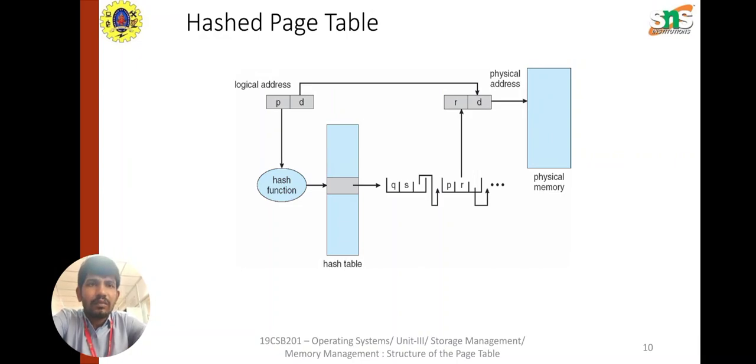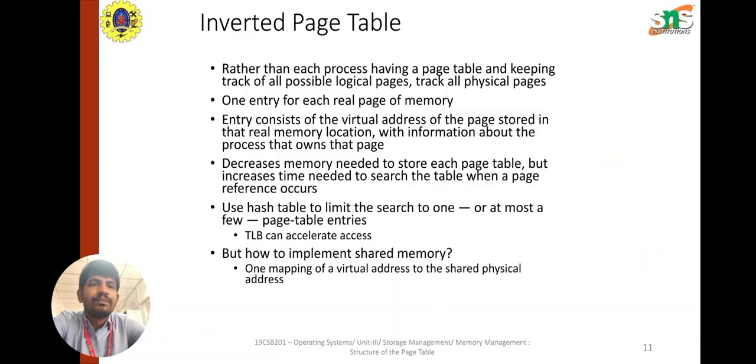So this is the hash table function. We have a logical address made of P and D, and a physical address made of R and D, which goes to the physical memory. We have a hash function that maps into the hash table. The hash table entry is transferred to P, and P is sent to the R level. The base and limit address are added to the physical address, and then it is transferred to the physical memory.